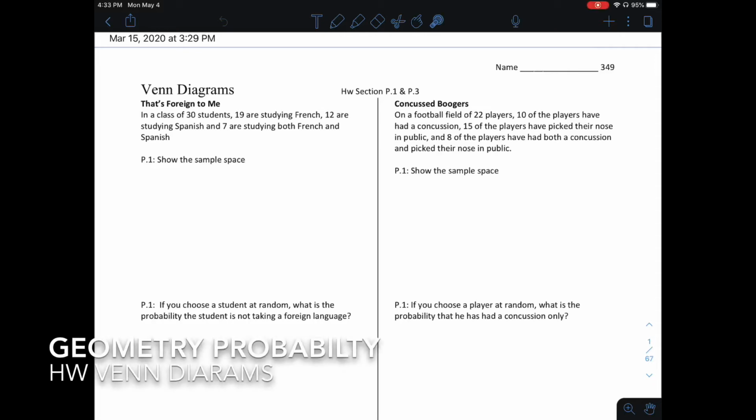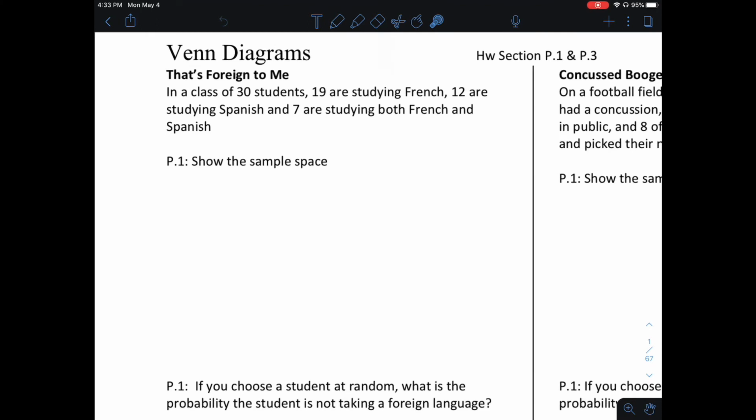Venn diagrams, we're looking at P1, day one. That's foreign to me. In a class of 30 students, so our sample size here, our universal set's 30, 19 are studying French, 12 are studying Spanish, and 7 are studying both French and Spanish. Show the sample space below.